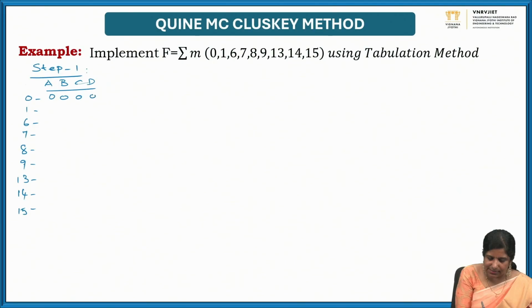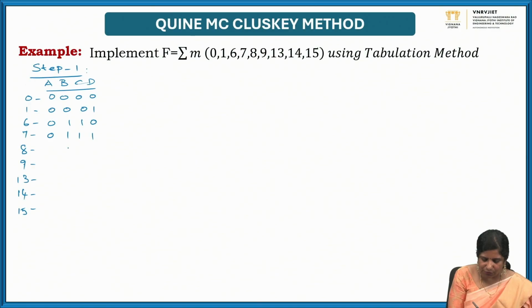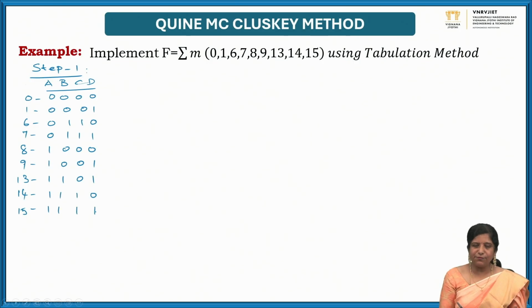So, for 0, all zeros. For 1, 0, 0, 0, 1. For 6, 0, 1, 1, 0. For 7, it will be 0, 1, 1, 1. Then 8 is 1, 0, 0, 0, 9 is 1, 0, 0, 1, 13 is 1, 1, 0, 1, 14 is 1, 1, 1, 0, and 15 is 1, 1, 1, 1. This is the first step.